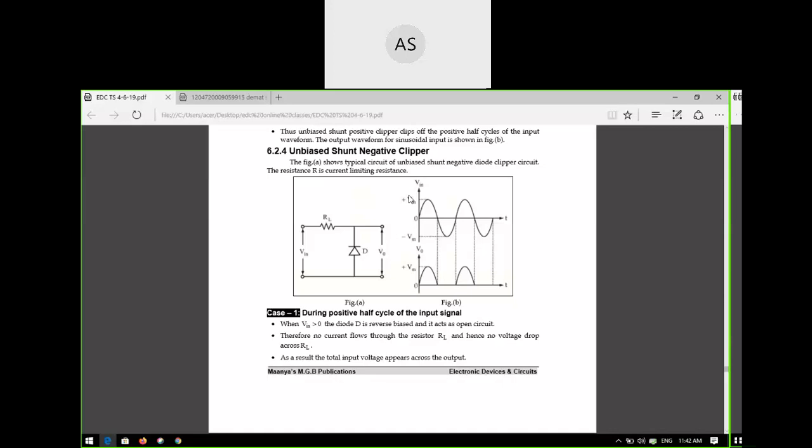In the previous circuit, the diode direction is downwards. Here the diode direction is upwards. Correct or not? So this is the only major difference between these two circuits. The other difference is that it is a negative clipper, so the negative portion will be clipped off. Who will tell the case one and case two? Tell me anyone. Case one, what will happen? The overall operation.